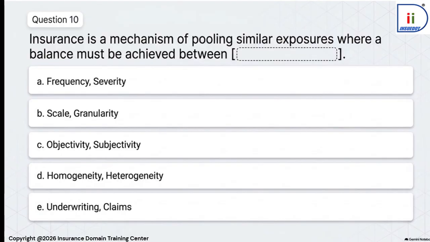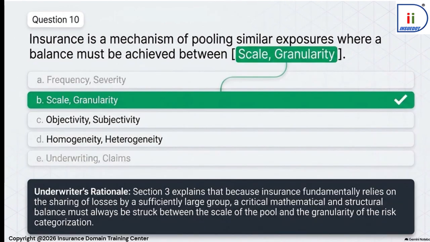Have you chosen the answer? Pause the video if you need some more time. The correct answer is option B, scale, granularity. Since insurance is all about sharing of losses by a sufficiently large group, some balance must be achieved between scale and granularity.